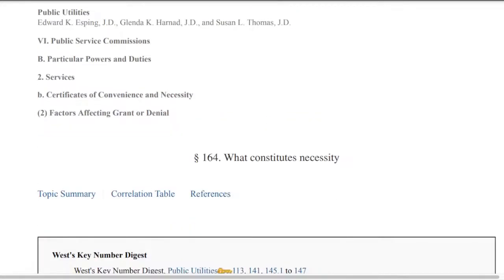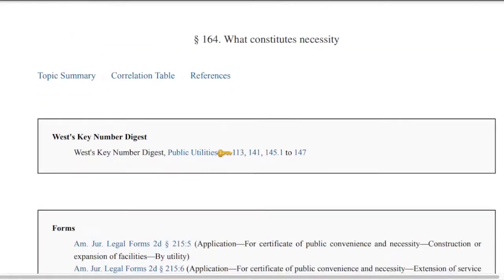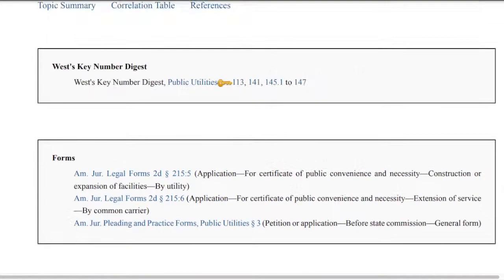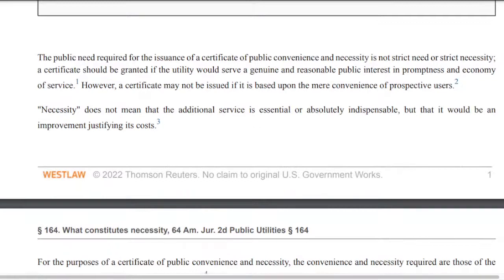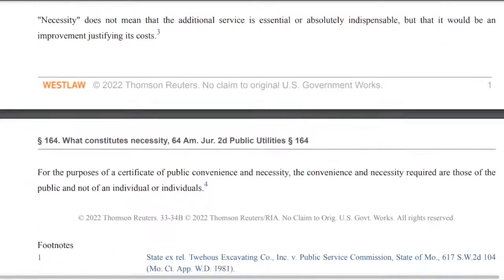(164) What constitutes necessity? The public need required for the issuance of a certificate of public convenience and necessity is not strict need or strict necessity. A certificate should be granted if the utility would serve a genuine... Okay, this is one I want to skip over to.